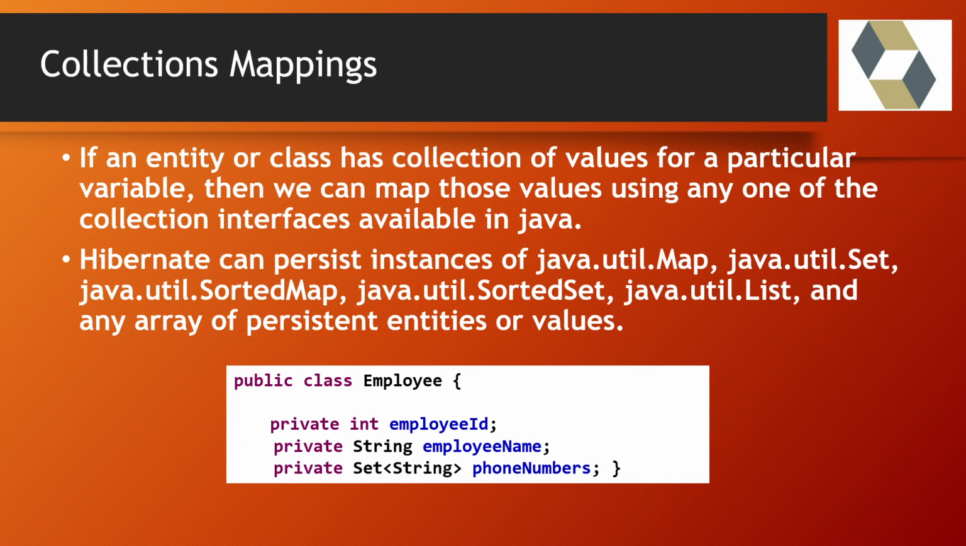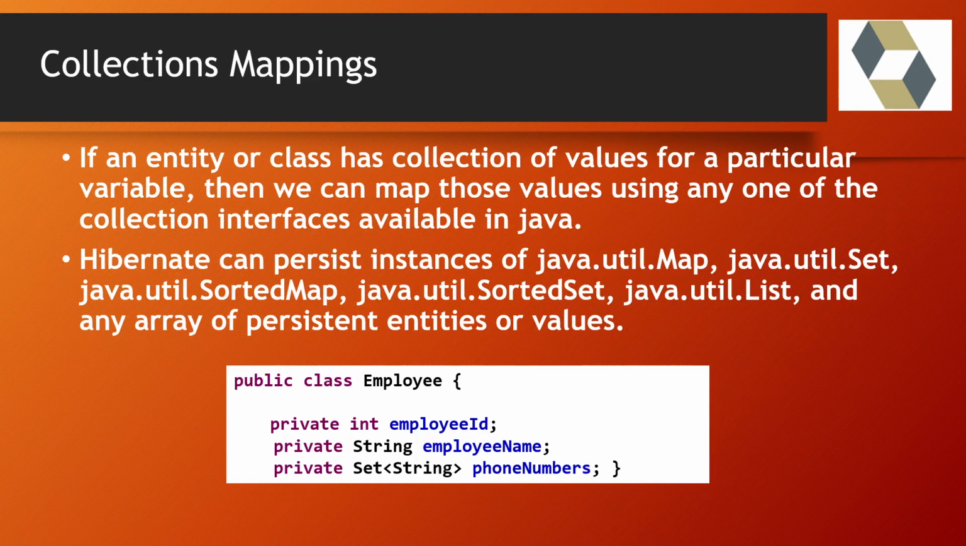So what does it mean? We are just trying to define a class with a set. If an entity of a class has a collection of values for a particular variable, then we can write these values using any one of the collection interfaces available in Java. I'm talking about just phone numbers. A person can have a number of phone numbers.